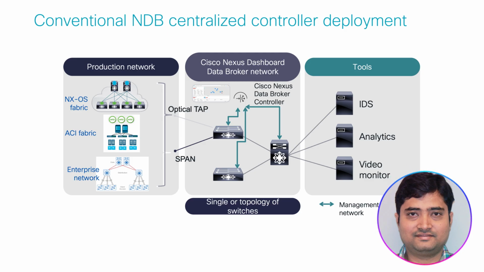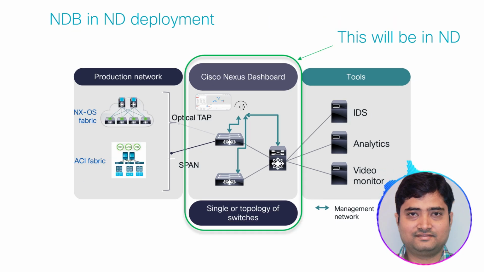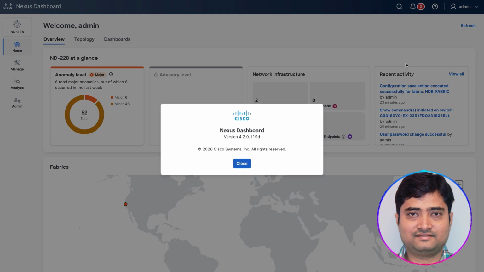With ND 4.2, with just a click of a button, you can create a packet visibility fabric and add NDB switches into it and implement the packet visibility right from ND 4.2. In this demonstration, I am using ND 4.2 to show you how easy it is to create a packet visibility fabric, get started, and perform all day 0 and day 2 operations. Let's take a look at what Nexus Dashboard I'm running.